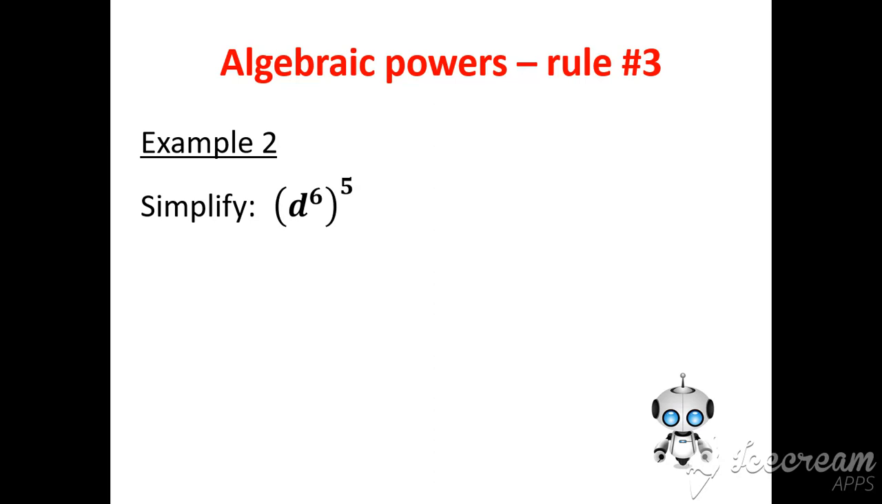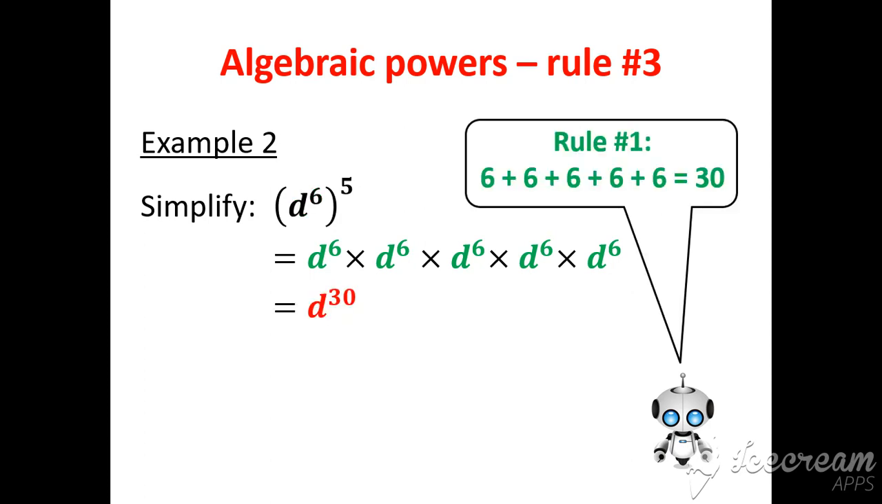So here we have d to the power of 6 inside brackets, and it's all been raised to the power of 5. Well, the power of 5 means to multiply whatever's inside the brackets by itself 5 times. So d to the power of 6 times d to the power of 6 times d to the power of 6 times d to the power of 6 times d to the power of 6. Well, now we use rule 1 to add up the powers and get d to the power of 30.